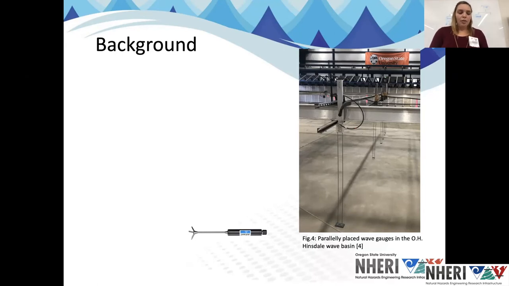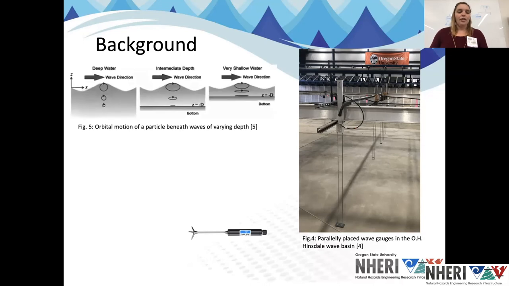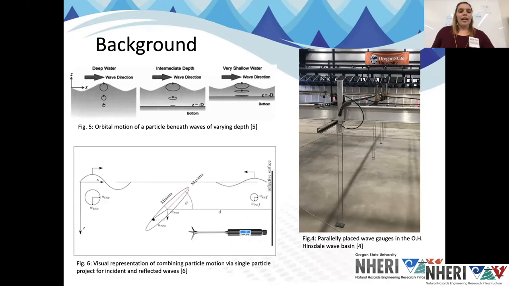One of the ways that it models reflections is by looking at the orbital motion of water beneath a wave. And what you can do is, when a wave reflects off of a surface, the two waves then become distinct from each other. And as they recombine, it creates this elliptical pattern that you see in the center here, and that velocity gauge, which we also call ADVs, acoustic Doppler velocity meters, can measure the velocities in each direction, and then we can recreate that ellipse there.